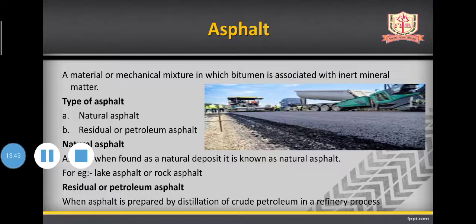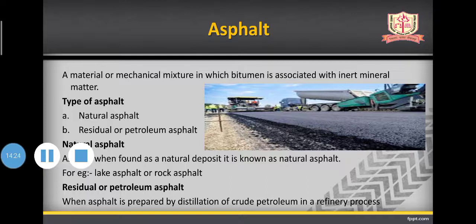Then the types of asphalt. There are two types of asphalt: natural asphalt, and residual or petroleum asphalt. What is natural asphalt? An asphalt that is found naturally deposited is known as natural asphalt. For example, lake asphalt or rock asphalt. Asphalt can be formed near a lake or in rock. If bitumen is mixed with inert mineral matter, then the product formed is known as asphalt. Then it can be in the form of rock.